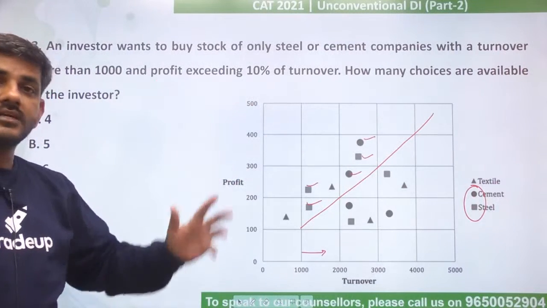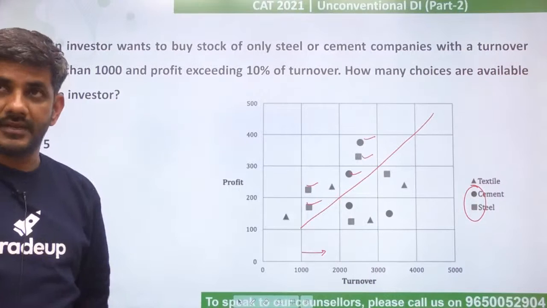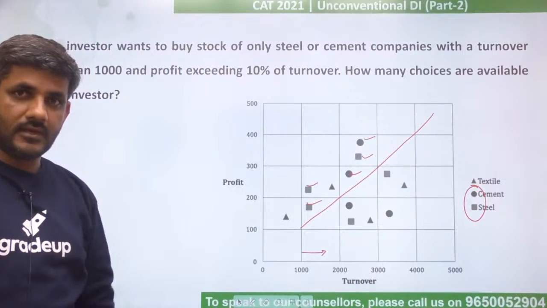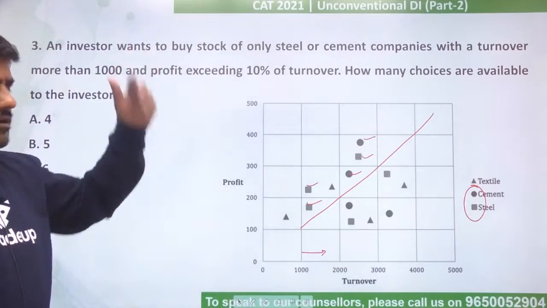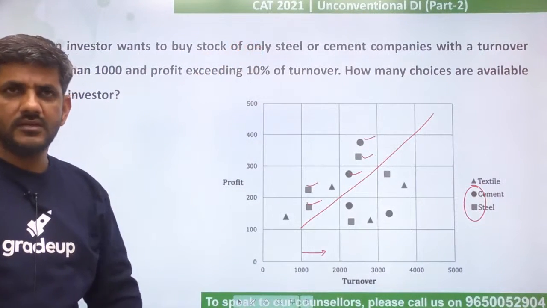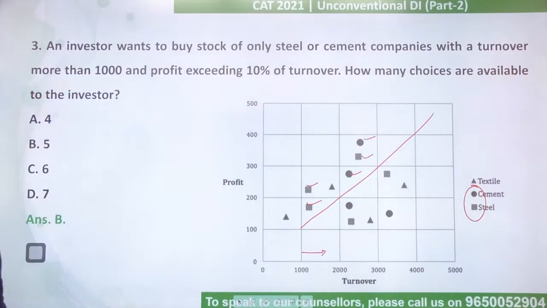So these can be answered in a topic like observation based DI. They can also be answered in something like unconventional DI, right? There can be other ways of representing this as well. Graph based DI, that's also possible. So these are the different kinds of questions.